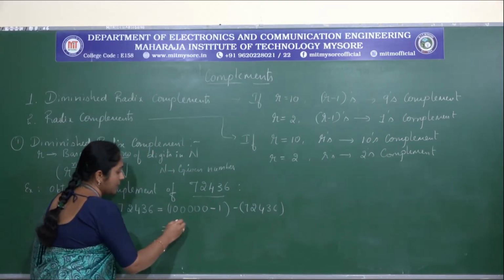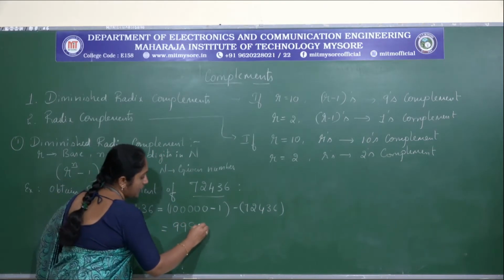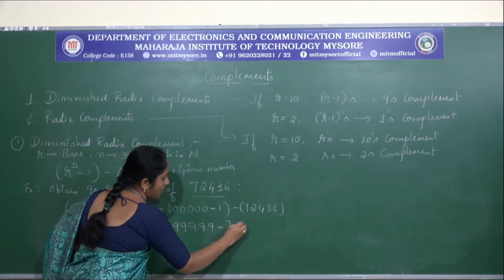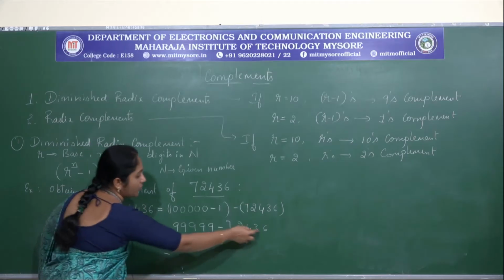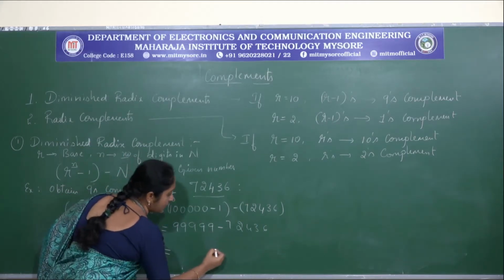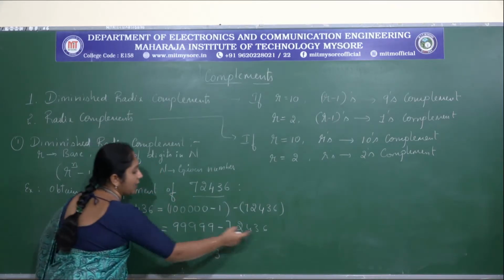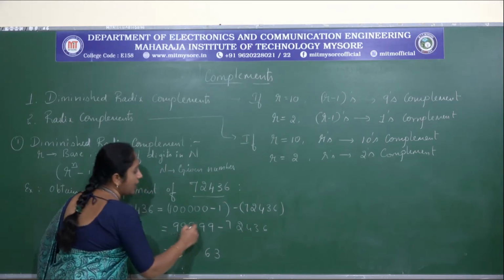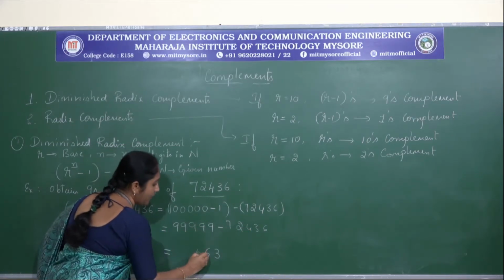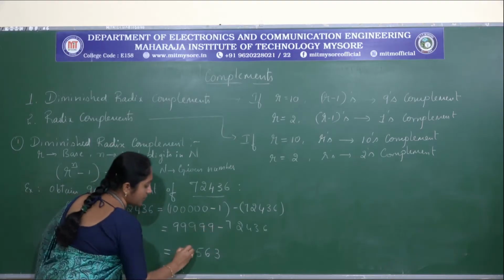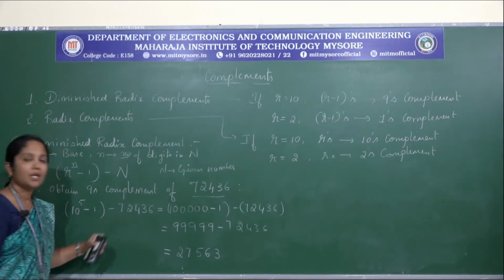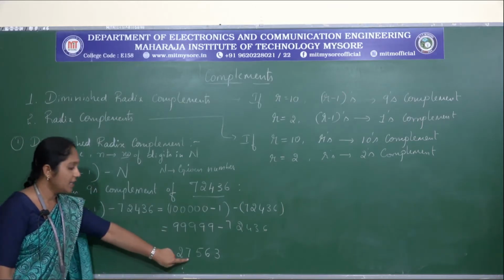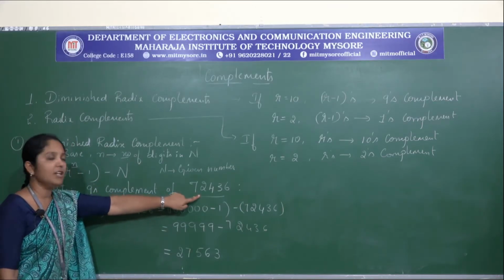Okay. Yes, this is 99,999 minus 72,436. So if you subtract, what are we going to get? 9 minus 6 is 3, again 9 minus 3 is 6, next 9 minus 4 is 5, next 9 minus 2 is 7, 9 minus 7 is 2. See, this is the 9's complement of the given number.